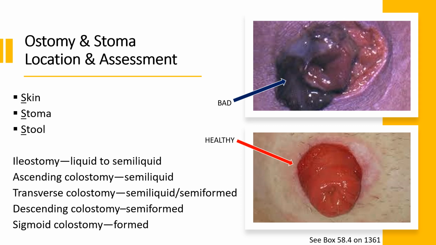During ostomy education, we want to teach the patient the 3 S's. We want to teach them to be assessing their stoma. We also want to teach our patients, as they might be scared, they might be having trouble accepting this big change to their bodies. We want to listen to them, and we want to teach them about resources such as social work or a referral to a support group. For more information, please go to your book on page 1361. There's box 58.4, which has more information on ostomies and stomas.